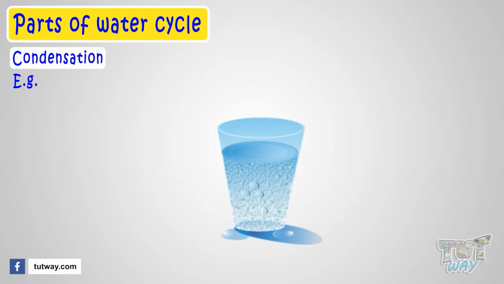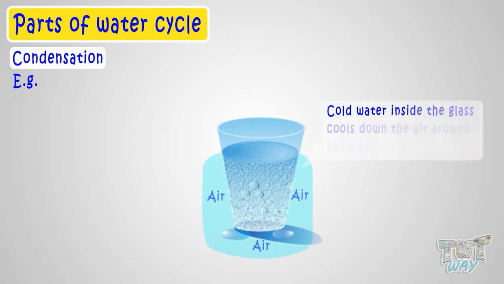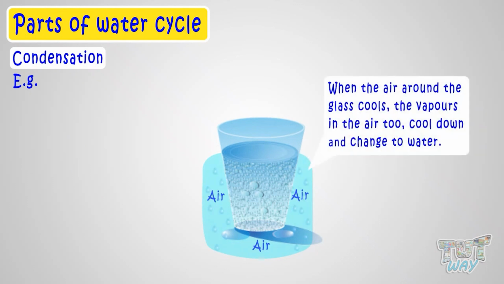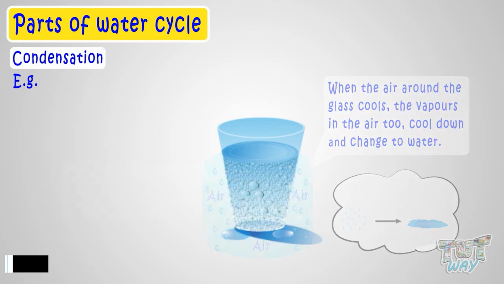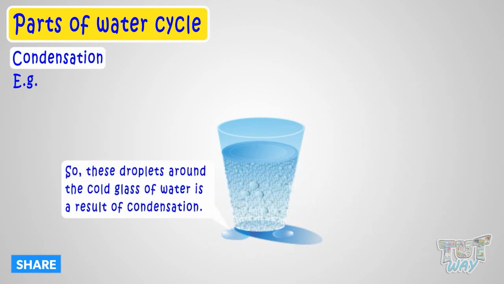The cold water inside the glass cools down the air around the glass too. So the water vapors in that air also cool down. And when water vapors are cooled down, they again form water. And it's called condensation. So these droplets around the cold glass of water are a result of condensation.